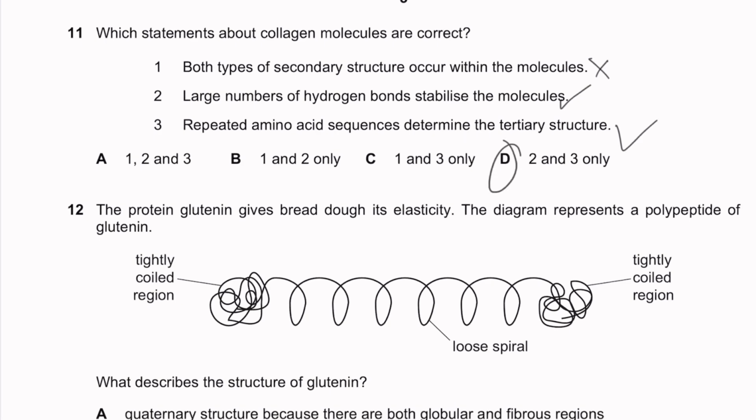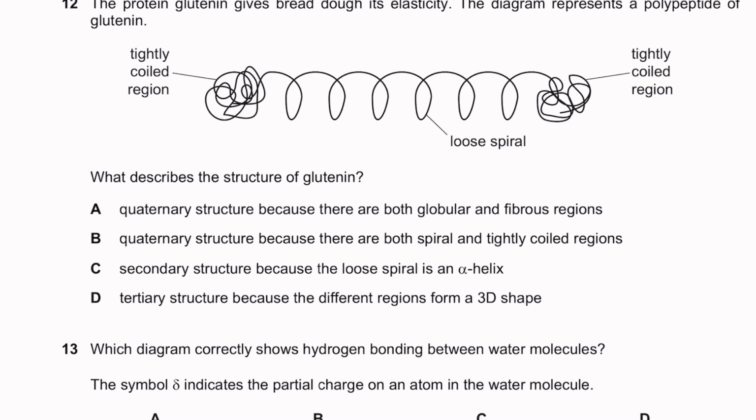Okay. Then moving on, the protein glutenine gives bread dough its elasticity. The diagram represents a polypeptide of glutenine. What describes the structure of glutenine? Tightly coiled region, and we have a loose spiral, another tightly coiled region. Interesting. What describes the structure of glutenine? So for number 12, we can see quaternary structure because there are both globular and fibrous regions.